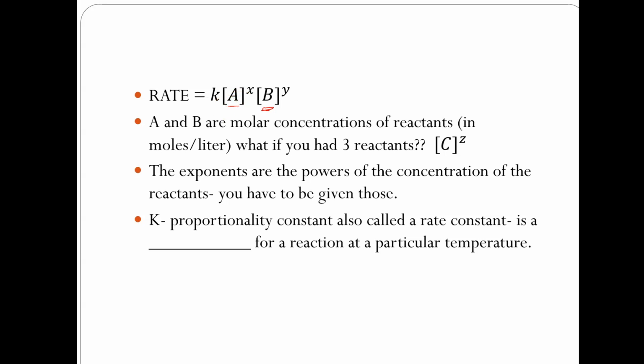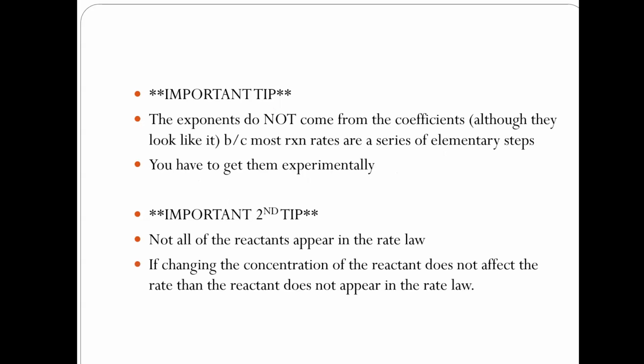Okay, K again stands for a constant. It is a rate constant. It's a fixed value. Okay, so we don't ever have to solve what K is, but this is a very generic rate of a reaction formula. And there are two important tips I want you to remember when we're solving these. The exponents don't come from the coefficients just like they have in the past. Because most of the reaction rates happen in a series of steps, those numbers will be given because they have to be determined experimentally. Tip number 2, not all of the reactants appear in the rate law.